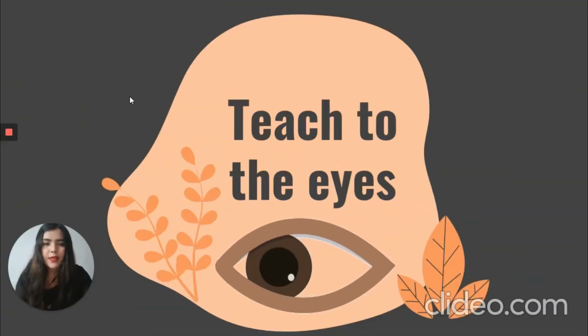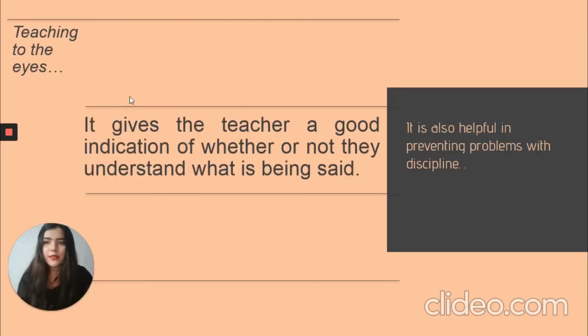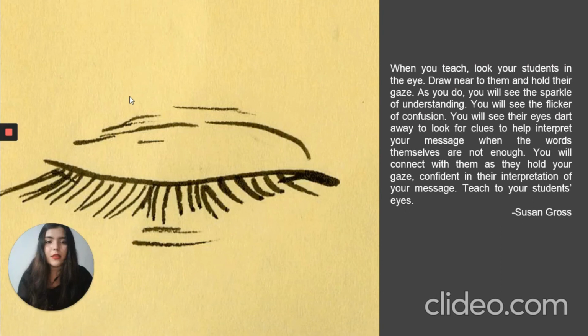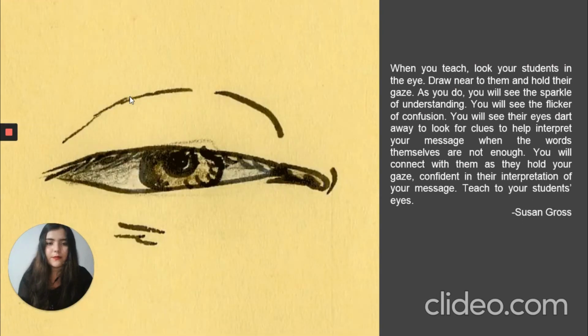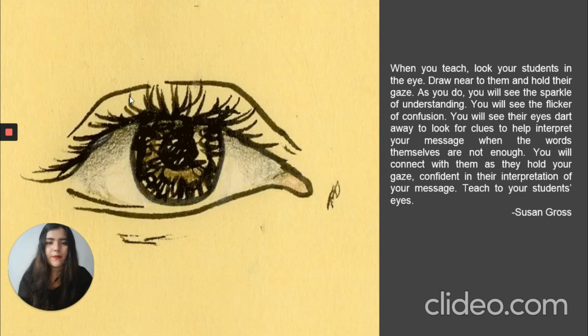Teach to the eyes technique. Teaching to the eyes is a way of connecting with the students while talking to them in the foreign language. It gives the teacher a good indication of whether or not they understand what is being said. Also, it is helpful in preventing problems with discipline. This technique refers to the fact that teachers will be able to interpret the students' level of understanding through the way that their eyes speak for themselves.